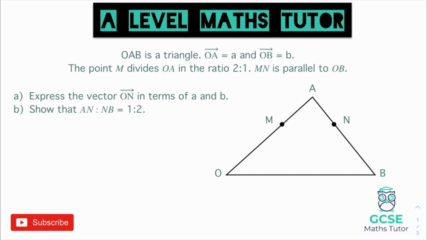So it says OAB is a triangle, O to A is A, and O to B is B. It says the point M divides O to A in the ratio 2 to 1, and M to N is parallel to O to B at the bottom.